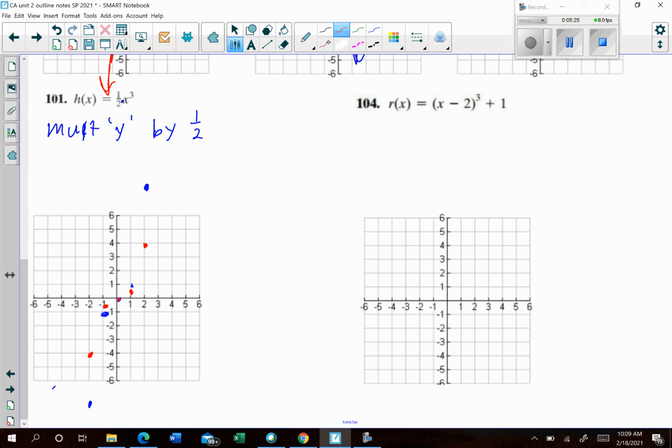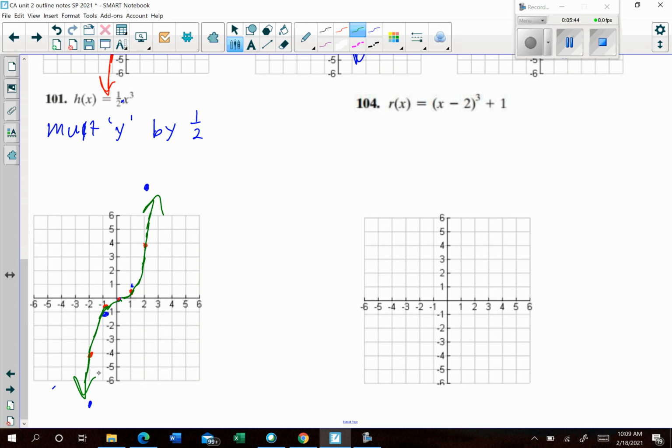Okay, so what that's going to do is it's going to cause it to open up a little bit wider. Still goes up really fast, and then to the left it still goes down really fast, but just kind of goes at a little bit of a wider pace right there.